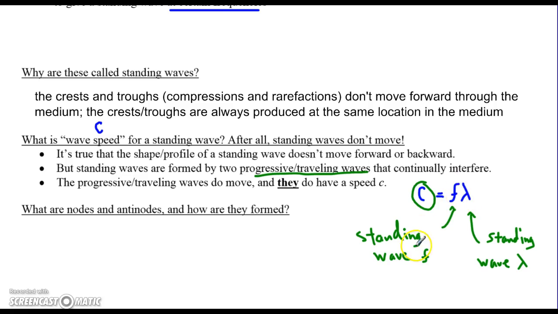In fact, the standing wave frequency is the same as the traveling wave frequency. The standing and traveling wave frequencies are the same, and the traveling and standing wave lambdas are the same. So lambda is not specific just to the standing wave, it's the same value for the traveling wave. And frequency is not specific to the standing wave, it's the same for the traveling wave.